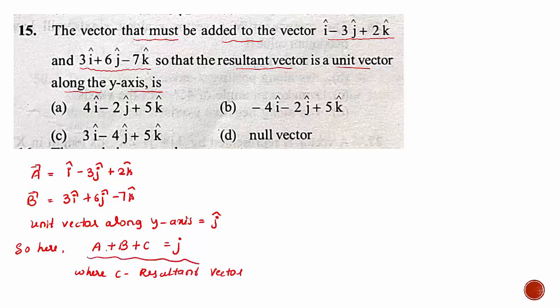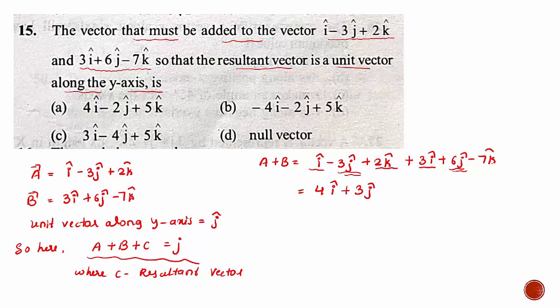Now substitute all the values here. First we find A plus B, which is i cap minus 3j cap plus 2k cap plus 3i cap plus 6j cap minus 7k cap. What is the answer? i cap plus 3i cap is 4i cap, minus 3j plus 6j is plus 3j cap, 2k minus 7k means minus 5k cap. This is the value of A plus B.